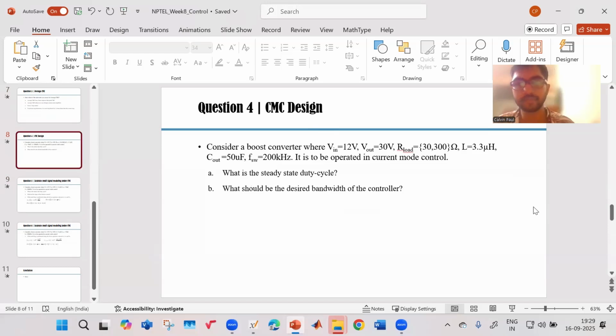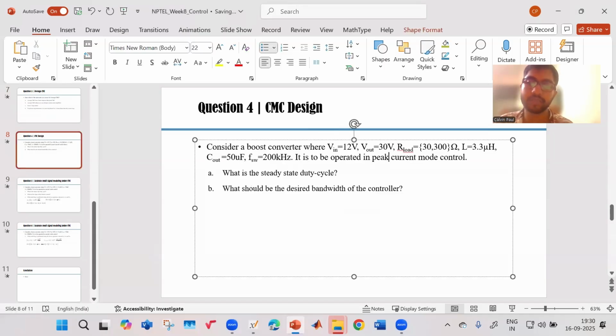Current mode control design. We want to design using current mode control. So we have some input voltage, output voltage, load resistances, inductance, output capacitor, switching frequency. We have to operate in peak current mode control. I should have mentioned here, it should be peak current mode control. So what is the steady state duty cycle in this case? 0.6. Okay, Joshi, you are also correct, 0.6.